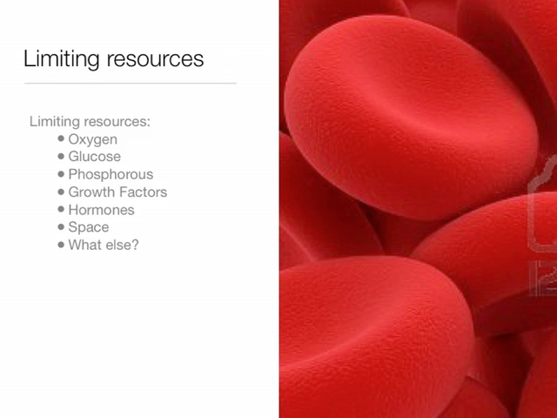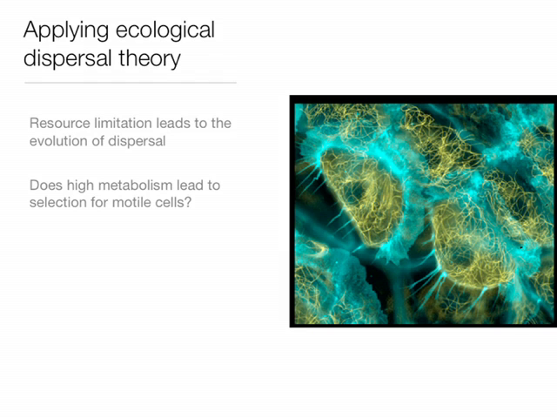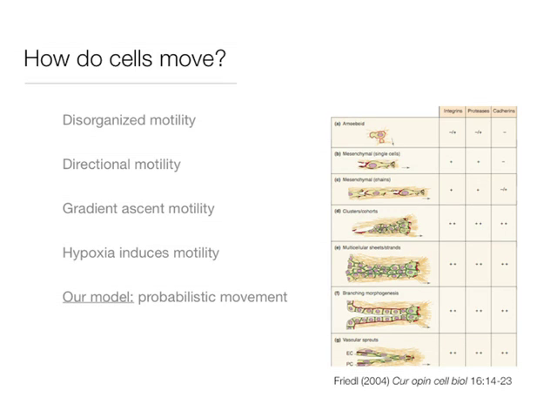And one of the things that I've done is applied dispersal theory to understand the evolution of metastasis. So does dispersal theory, can we apply that to understand why cells evolve to be motile? And we know that cancer cells have a lot of ways that they can move around. And we started out just by modeling probabilistic movement.